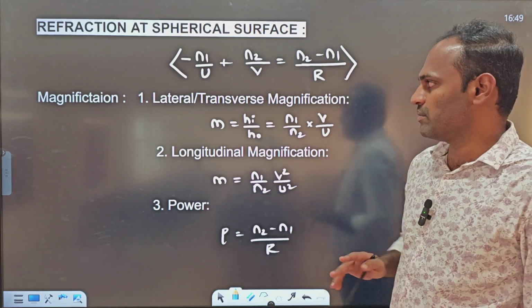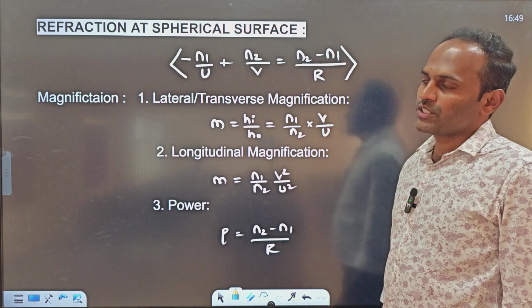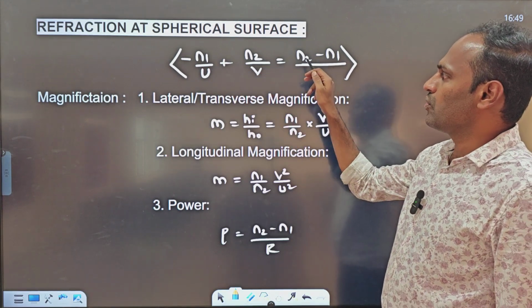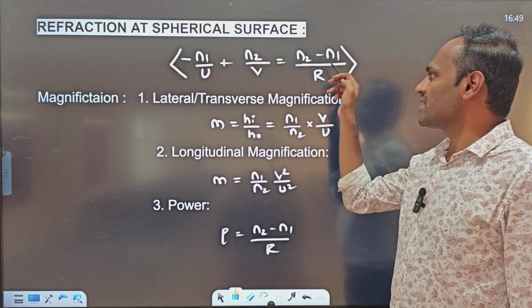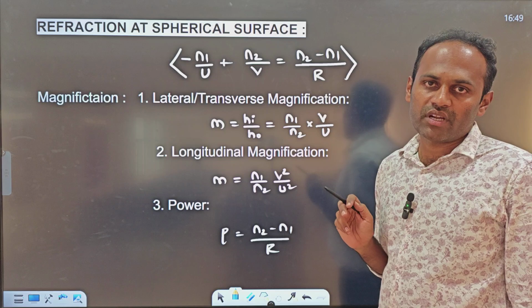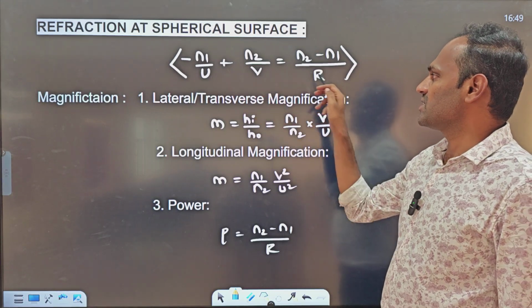It is reversed, but this is one case you have. So the formula for refraction through spherical surfaces is minus n1 by u plus n2 by v is equal to n2 minus n1 divided by r, where r is called radius of curvature. n1 is refractive index of first medium, n2 is refractive index of second medium, u is object distance, v is image distance, r is radius of curvature.